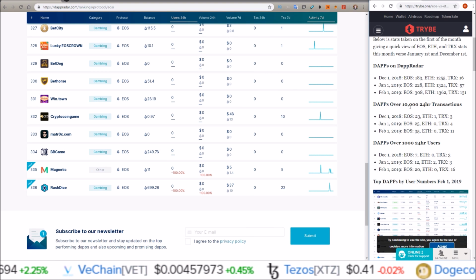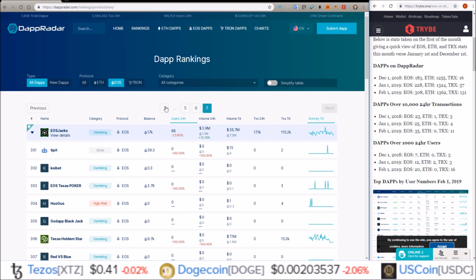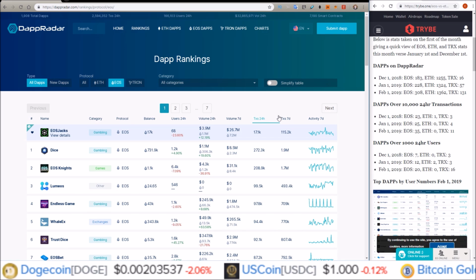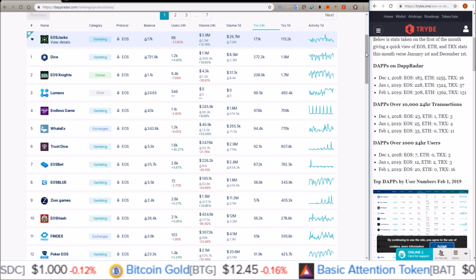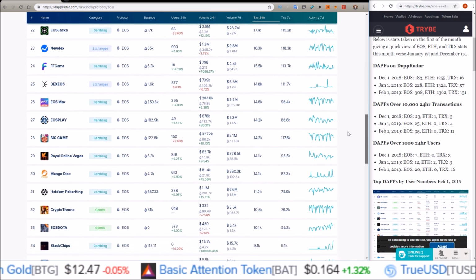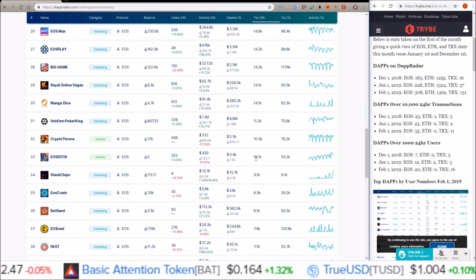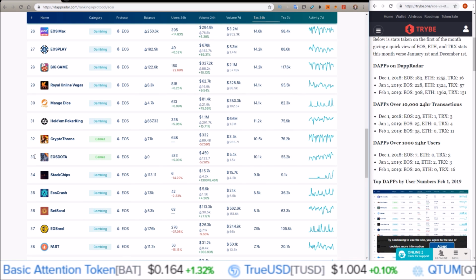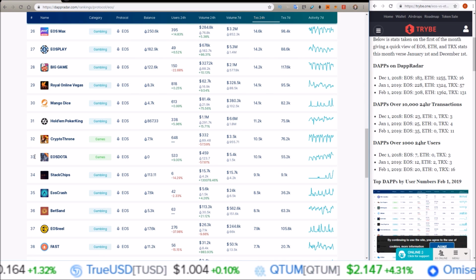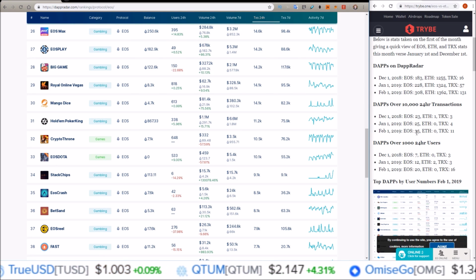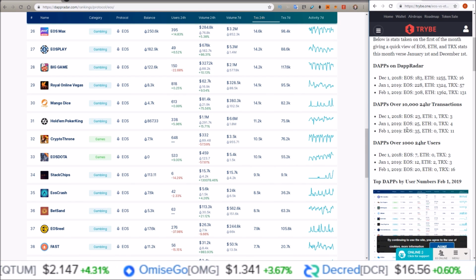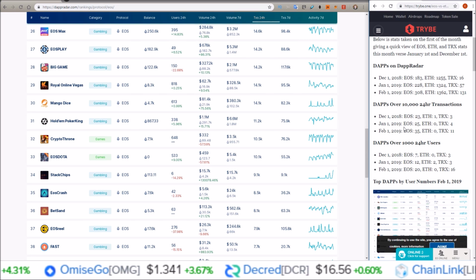Next up on the list, dApps over 10,000 24-hour transactions for EOS. Go back to the first page, transactions over the last 24 hours, 200,000, 200,000. We've got a long way to go till we reach that 10,000 number. Keep going. Here we are. So a total of 33 EOS dApps with over 10,000 transactions over the last 24 hours. That is down two from last month. So not much change there, but it is down some.